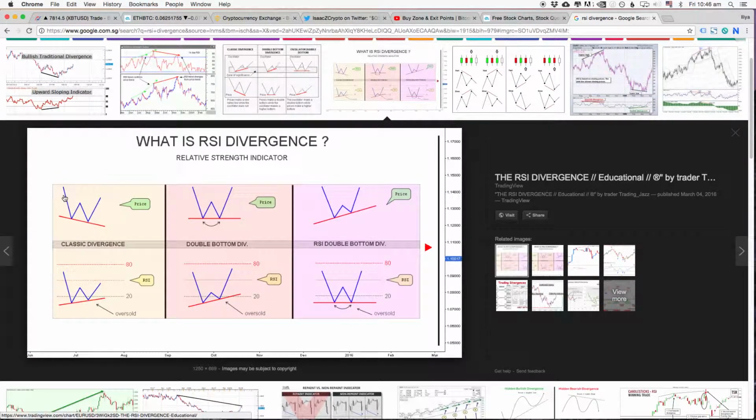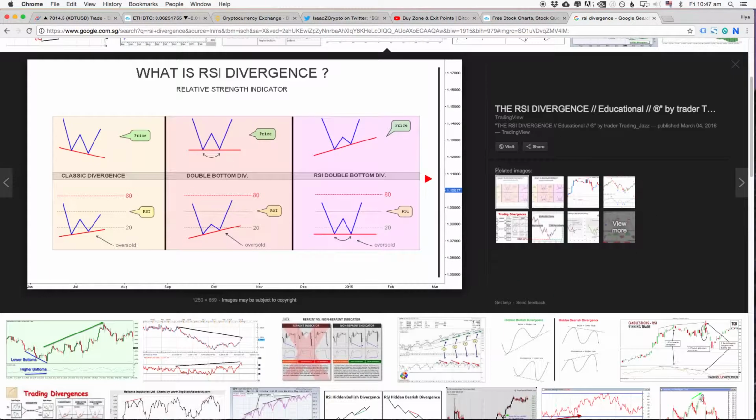This is when the price action is going down, but the RSI is showing going up. Let me say it again. The price has a lower bottom, a downward movement of the bottom, but the RSI has an upward bottom, during when it is oversold. This is a bullish divergence.